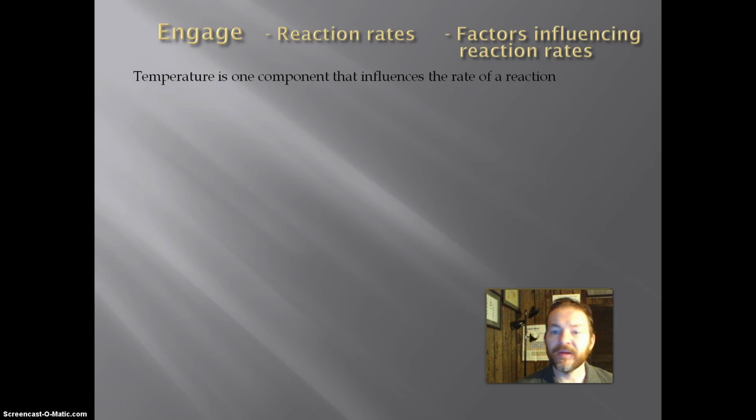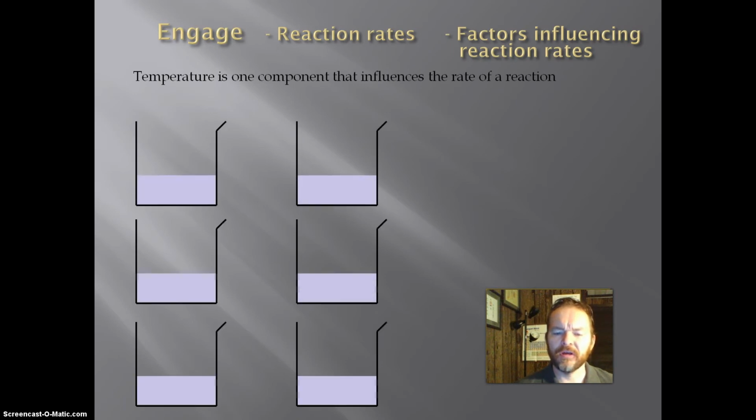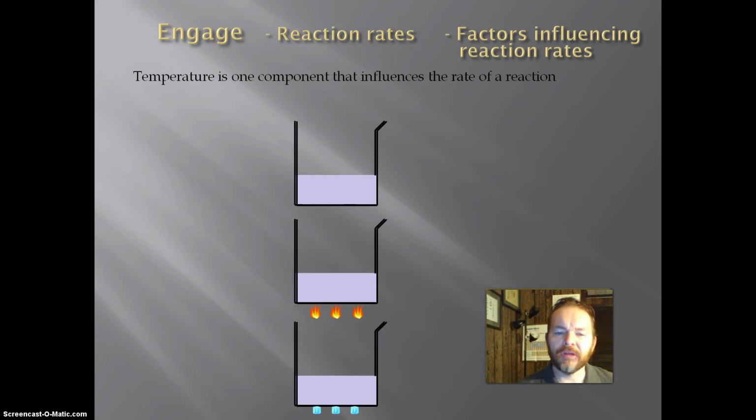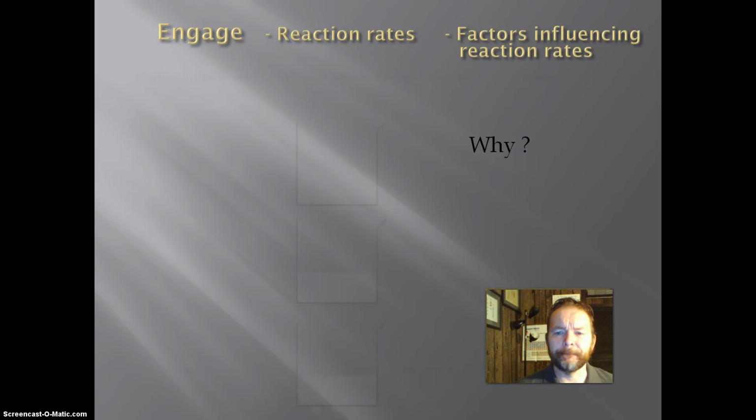Temperature is one component that can influence the rate of a reaction. So let's look at the same reaction under three different conditions. In one, we're going to heat this solution to see what it does to the reaction, and in another, we're going to cool it down. And when we mix them, we will find that the one that is heated goes faster, and the one that is cold goes slower. And we want to know, why does this happen?